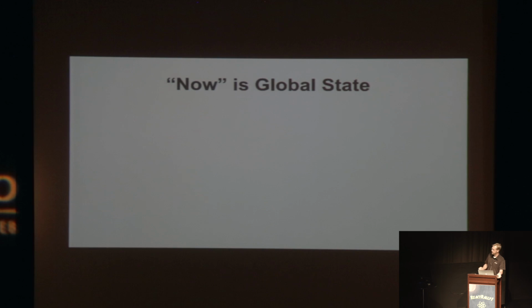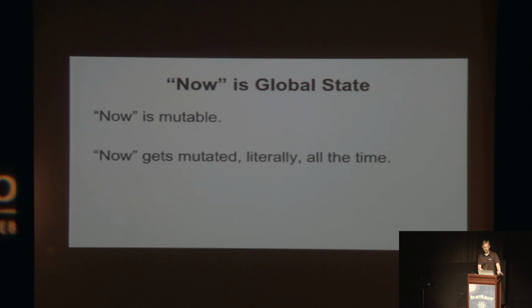So anyway. So the next question, the title of my talk was functional reactive irrigation. And the first thing you have to deal with when you're building a scheduling-based application is that the concept of now is really a global, mutable state. And it mutates all the freaking time. Literally. Like it just did it.